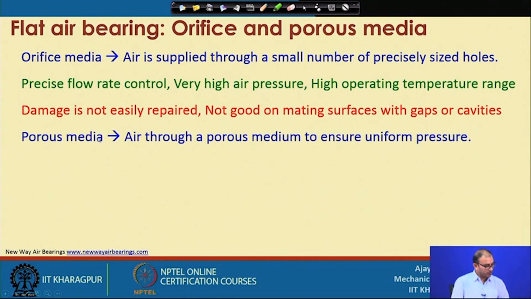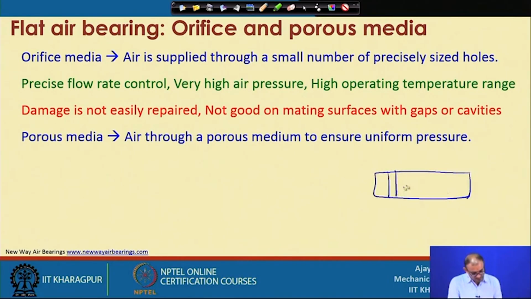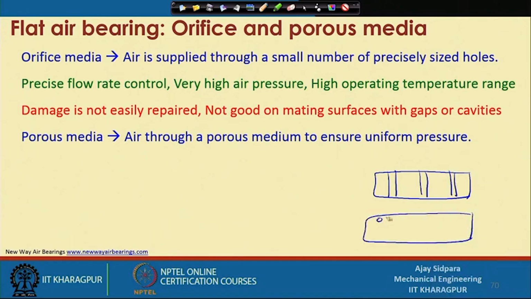Right. Another one is the porous media. So now what is going to happen is that instead of those types of holes, earlier we have seen that these are the orifices. Now, instead of orifices, we are using one type of porous media. So there are different small holes or some type of passages available, so it is considered a porous material.